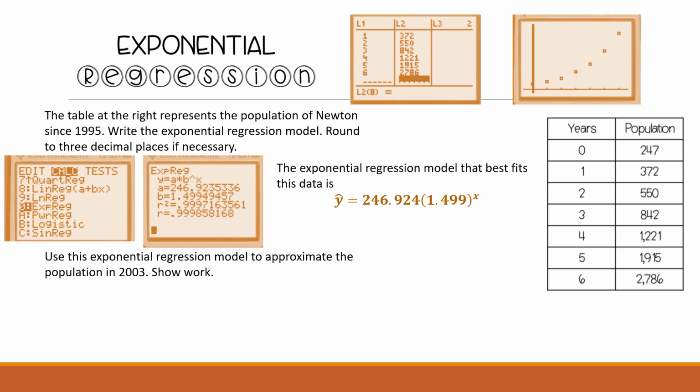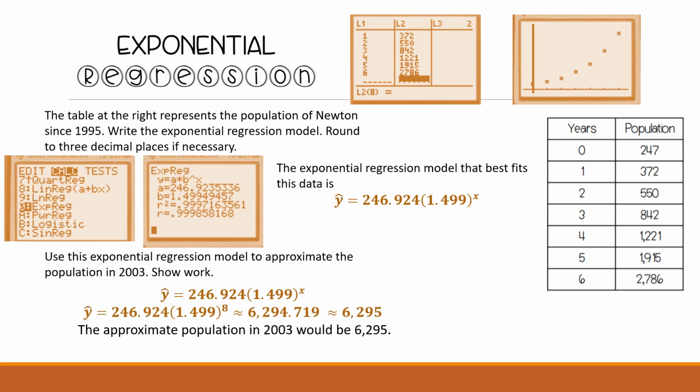Now they want us to use this exponential regression model to approximate the population in 2003. That would be represented by 8 years after 1995. So we write down our regression equation, and in place of x we put in 8. The approximate population in 2003 would be 6,295 people.